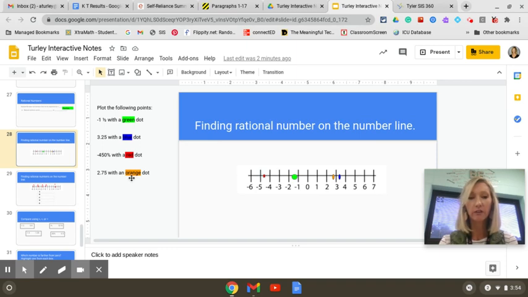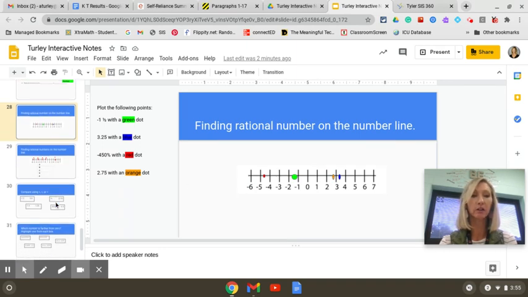And then 2.75 with an orange dot. So 2.75 is going to fall between 2 and 3, a little bit closer to 3 because 2.5 or 2.50 is halfway. So 2.75 is going to be a little bit to the right of that. Okay, if you need to, pause it and go to yours and fill those out.